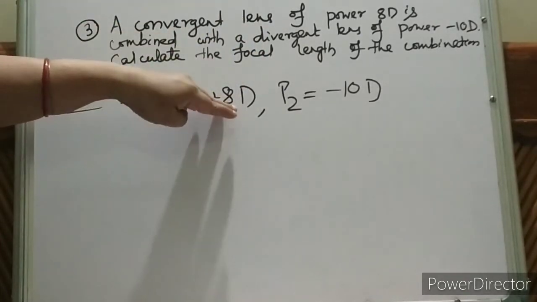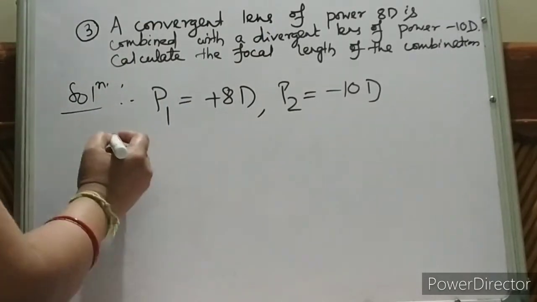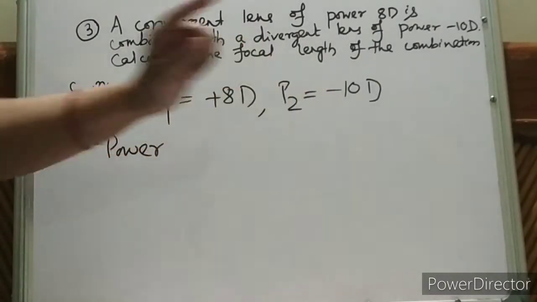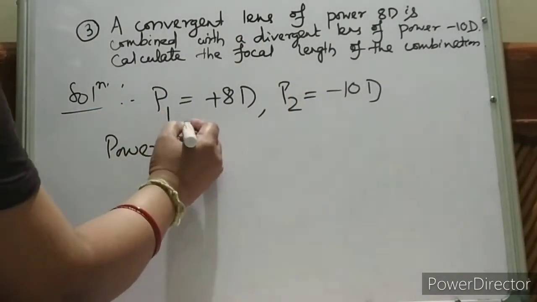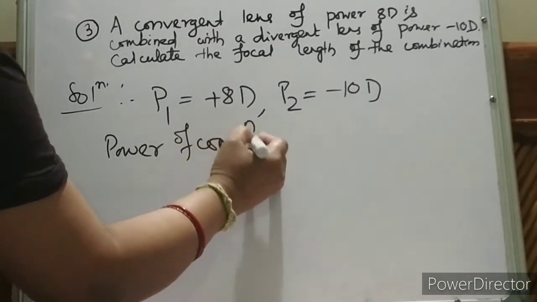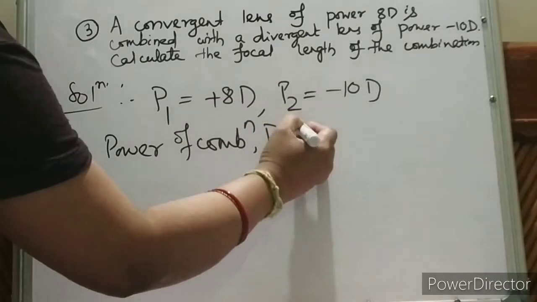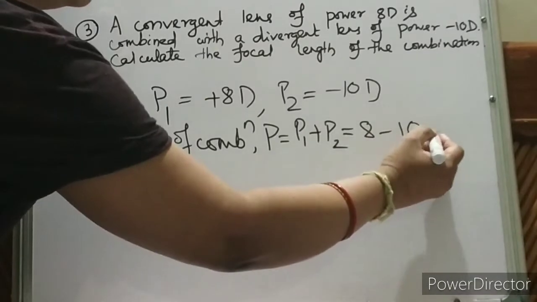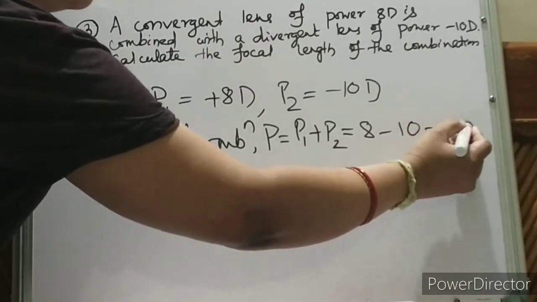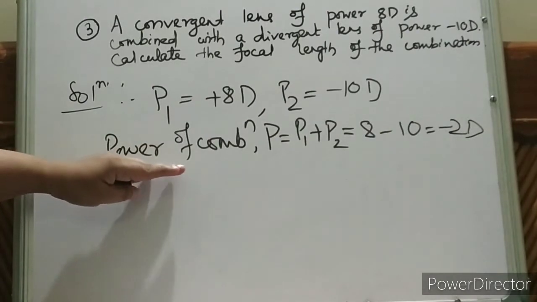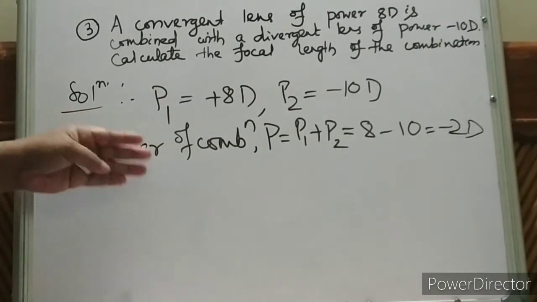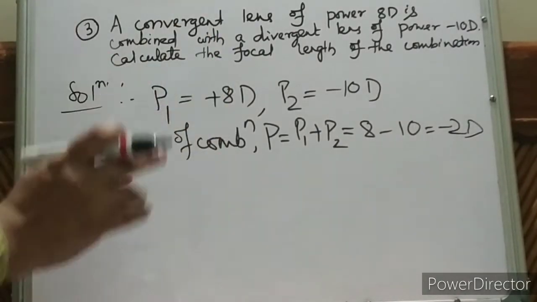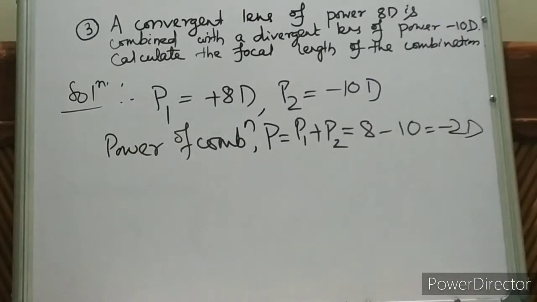We can calculate the total power of the combination. So what is the power of the combination? You have to just add it, but you have to consider the sign also. So power of combination, let it be capital P, is equal to P1 plus P2. So it will be 8 minus 10. So now this is -2D. So this is the combined power of the combination of the lens. One convergent is in contact with one divergent. Then this is the total power of the combination.